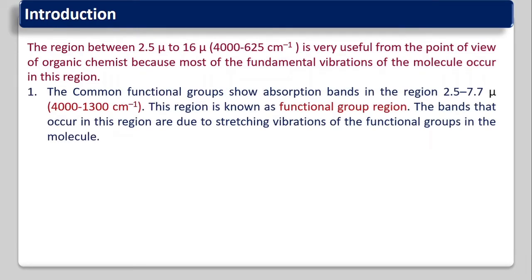The common functional groups show absorption bands in the region 2.7 to 7.7 micrometer, that is 4000 to 1300 centimeter inverse. So this region is known as the functional group region. The bands that occur in this region are due to stretching vibrations of the functional groups in the molecule. So this is the main region where almost all the functional groups absorb the IR radiation, that is 4000 to 1300 centimeter inverse. This absorption is due to the stretching vibrations of the functional groups present in the molecule.